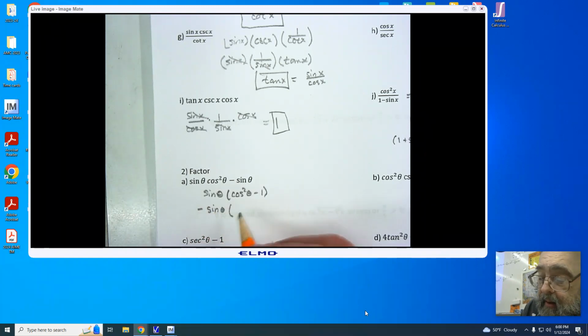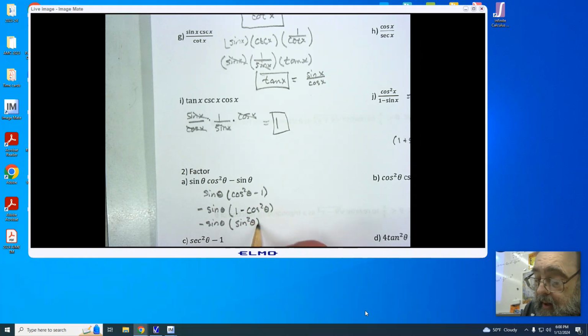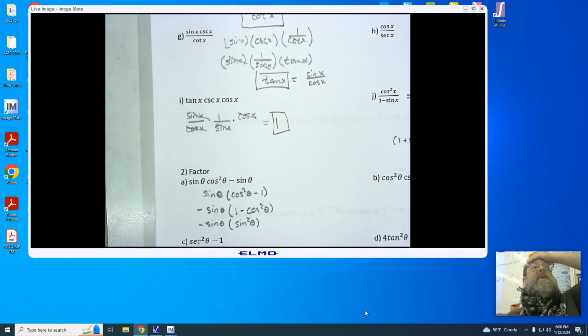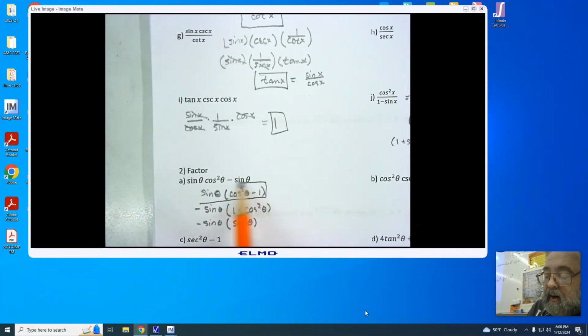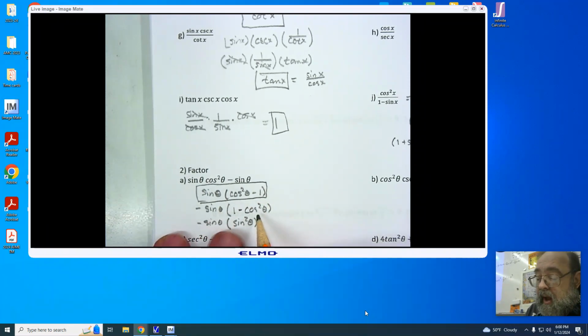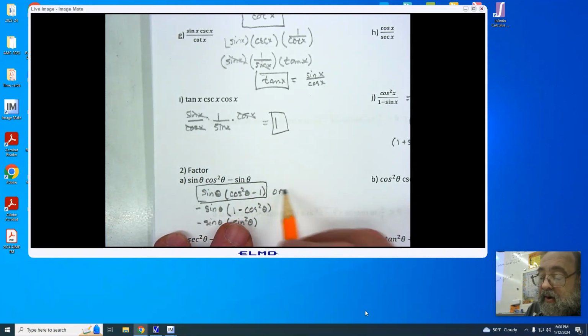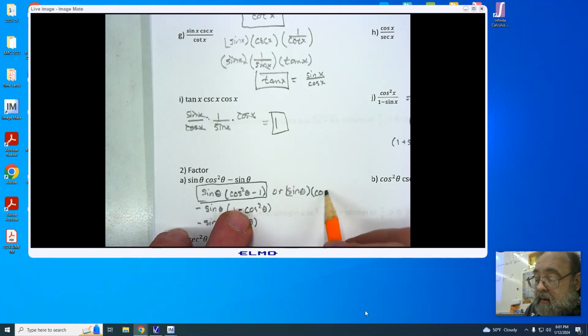This will then allow me to work with 1 minus cosine squared theta, and I can now substitute. Minus sine theta, and I would end up with sine squared theta. Now, regardless of what we're trying to do, we're still working with identities. The question simply asked me to factor it. That's its factoring. I suppose I could factor it a little bit further and break that down. So I have another option, sine of theta times cosine theta plus 1 times cosine of theta minus 1.